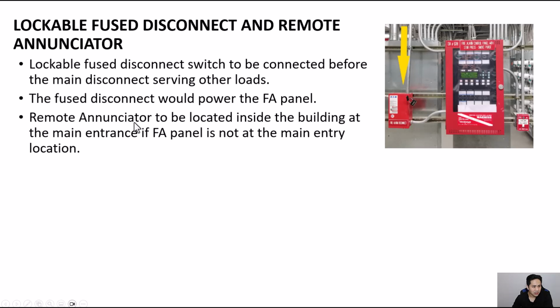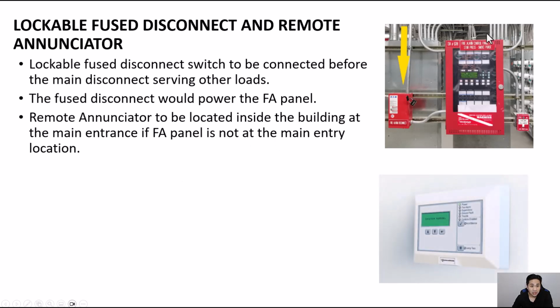Remote annunciator to be located inside the building at the main entrance if the fire alarm panel is not at the main entry location. So what this means is, at the main entrance to a building, sometimes they want it to look clean, the lobby area. They wouldn't want to put this big red box in the lobby right at the entrance. So what they would do is put this fire alarm panel somewhere in the cellar or the basement where it's not visible to the public.